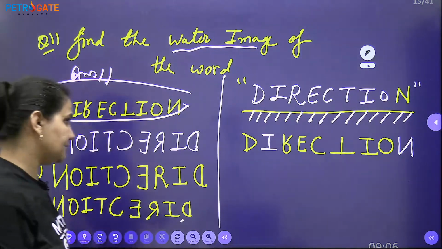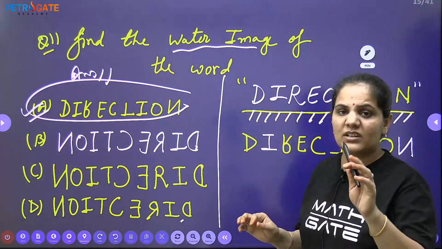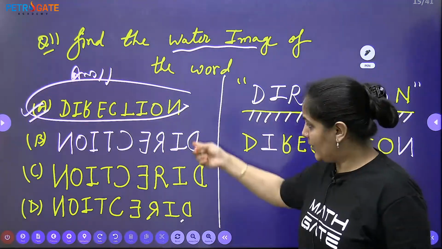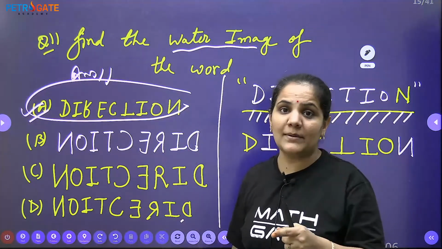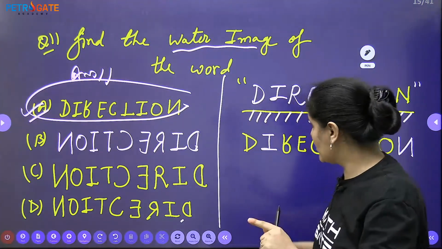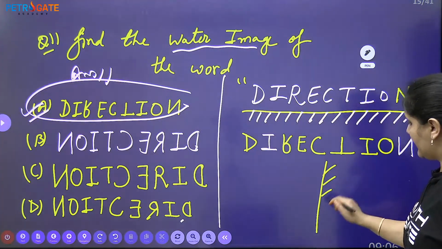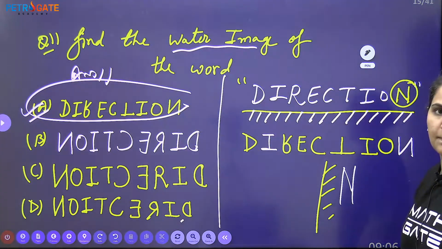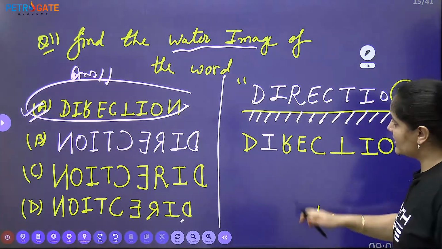Although, I can tell you one important thing: we can easily understand this question without using a pen. Even without wasting any second, we can say the answer will be A only. Why, ma'am? Because in the remaining three options, it starts from N. When we find the water image, it starts from the same letter. But when we find the mirror image, it starts from the last letter. So if I have to find the mirror image, it starts from N only and N will become N only. So that's why here it should start from D only.